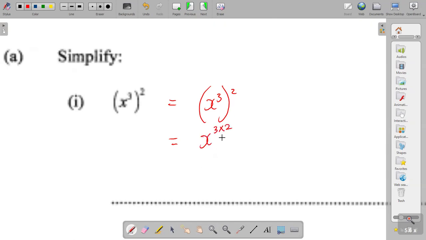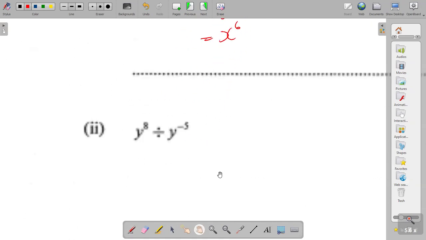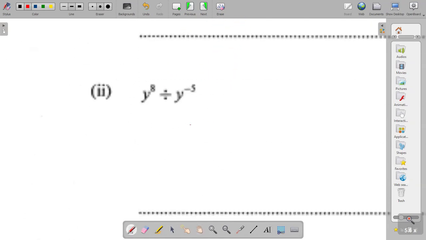This is the laws of indices. So what is 3 times 2? 6. I want the answer for that, please. If you don't know these kinds of things, I don't know what to tell you.